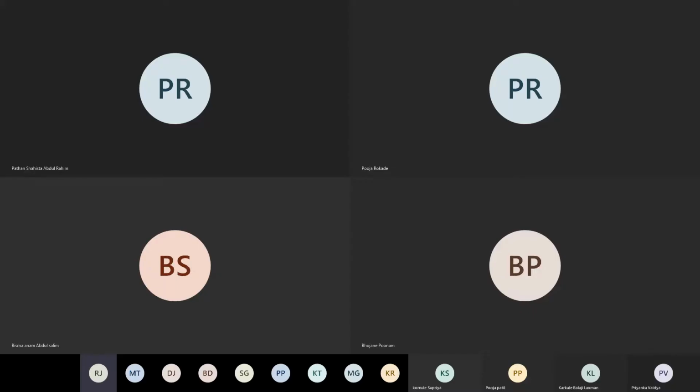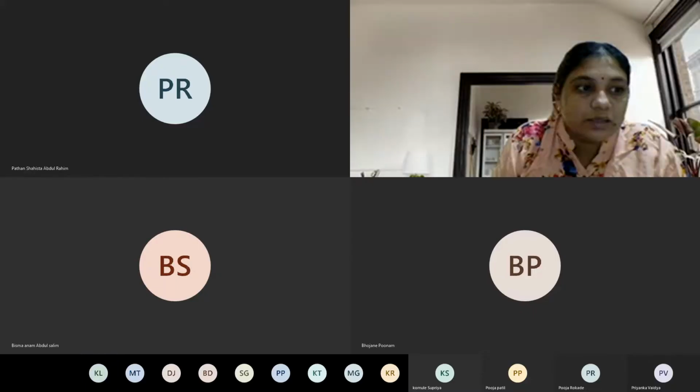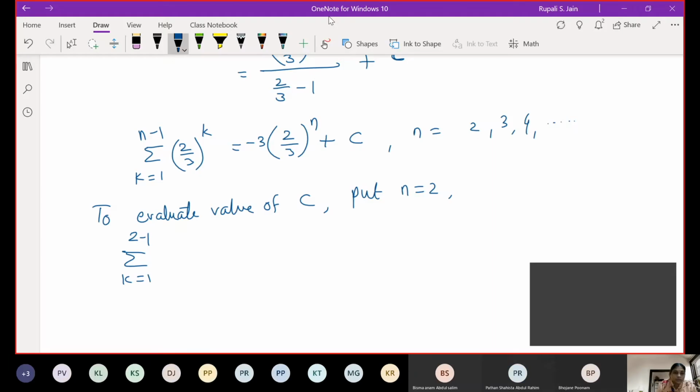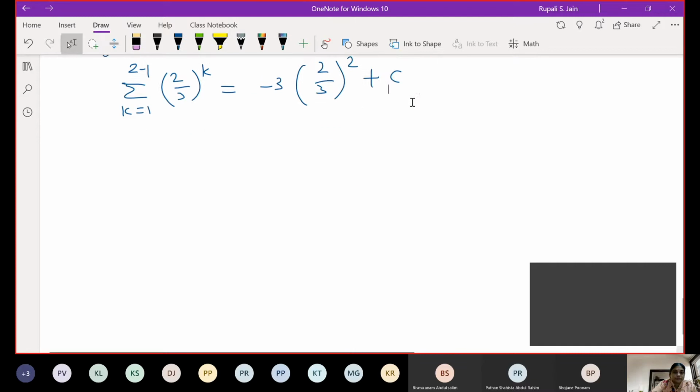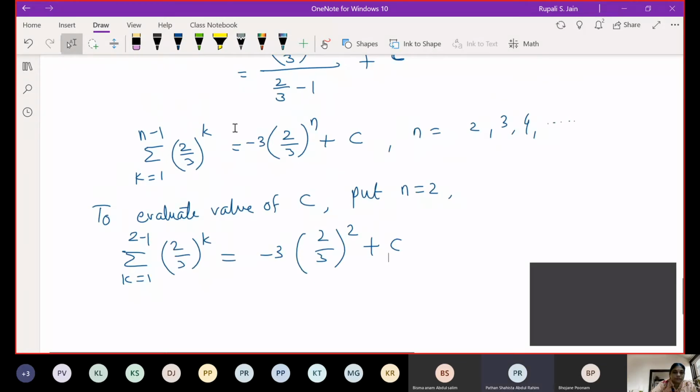Then summation k is equal to 1 to n minus 1, 2 by 3 raised to k is equal to minus 3, 2 by 3 raised to n plus c. Is that right? Yes, ma'am. Here I am substituting n is equal to 2 in this. I want to find the value of c.